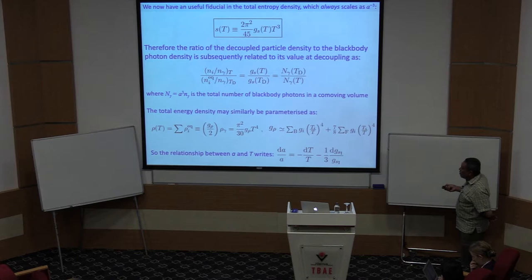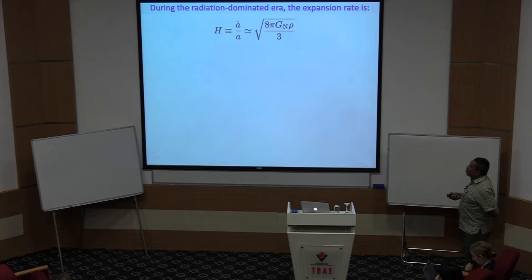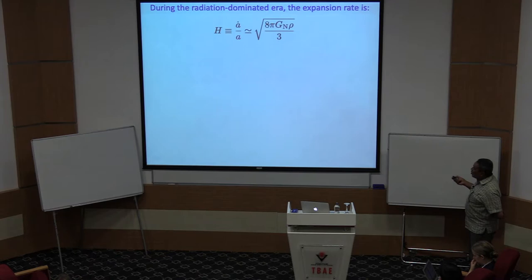So everything is precise. There's no approximation here. So finally, we are in a position to calculate what the time is. Somebody asks you, at what time did the quark-hadron phase transition or crossover occur? Now we are in a position to calculate it because we know the expansion law.